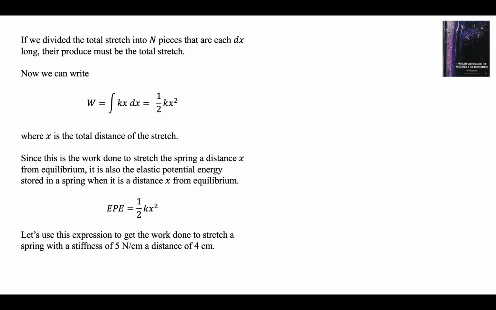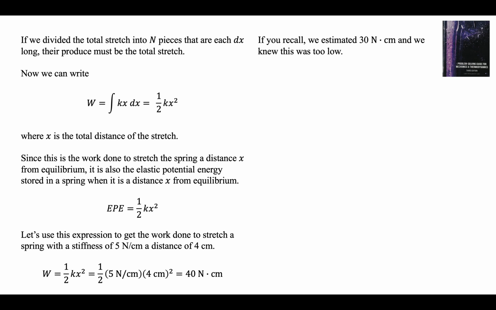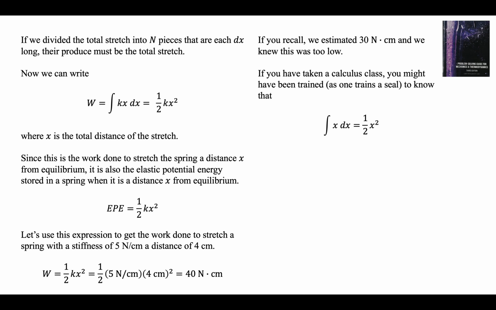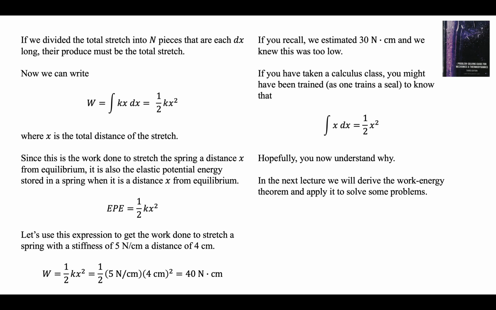So we can now use this expression to get an exact answer for stretching a spring of stiffness 5 newtons every centimeter, a distance of 4 centimeters, and we get 40 newton centimeters. And we estimated 30 newton centimeters, and we knew that was too low, so that's consistent. If you have taken a calculus class, you might already know that when you integrate x dx, you get 1/2 x squared, which is what we just did. Hopefully now you understand why we actually did the sum.